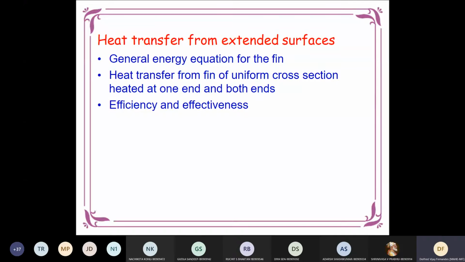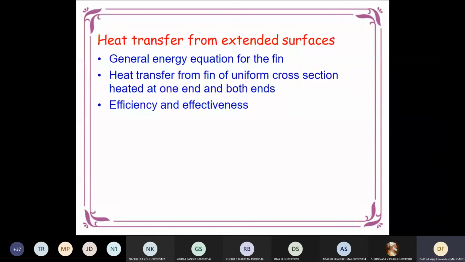In order to increase the heat transfer, we have to increase the surface area, and for that we use different types of pins. In this case, depending on the surface and the tip condition, we have different boundary conditions to be applied to obtain the solutions. So pins will be considered in the next part.